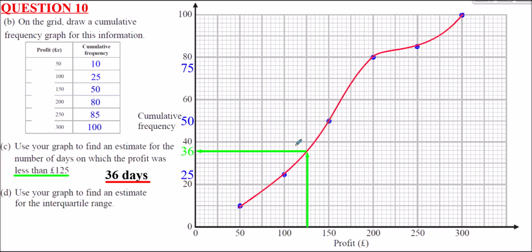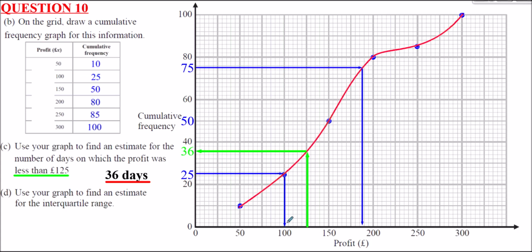Rather than reading up and along, this time we're going to read along and then down. So the interquartile range is the difference between the lower quartile and the upper one. So we're going to read along and down at 25, which will give us the lower quartile, and then along and down at 75, which will give us the upper quartile. And again, yours might be slightly different to mine, but what you should definitely have at 25 is 100, because that's what the actual table tells us.